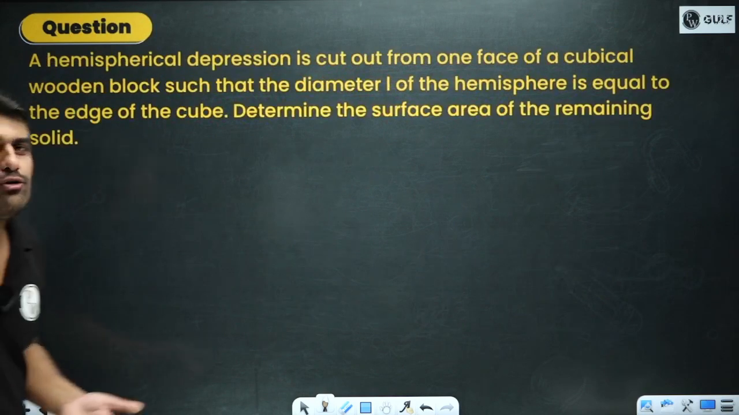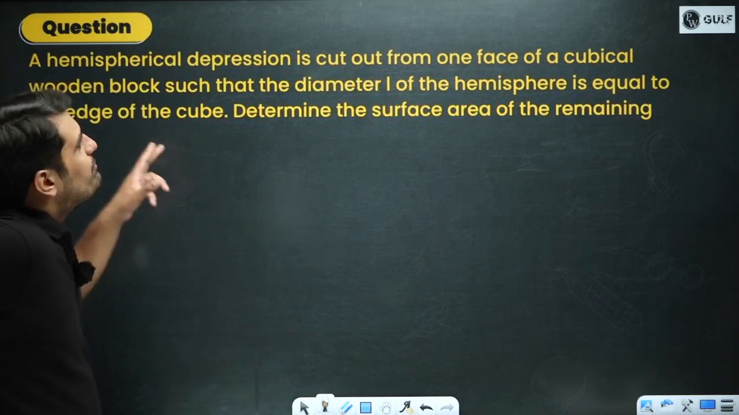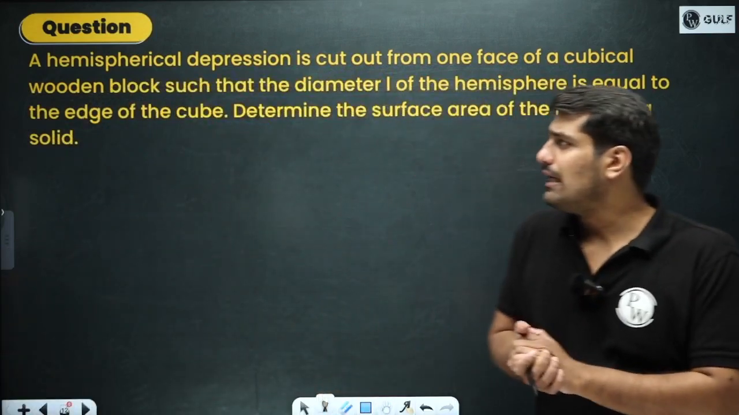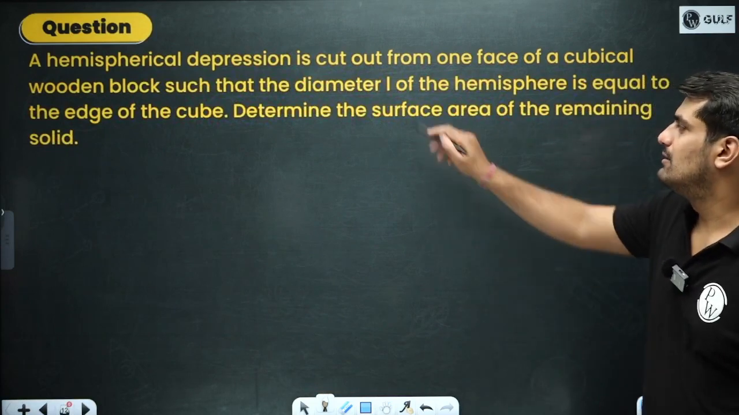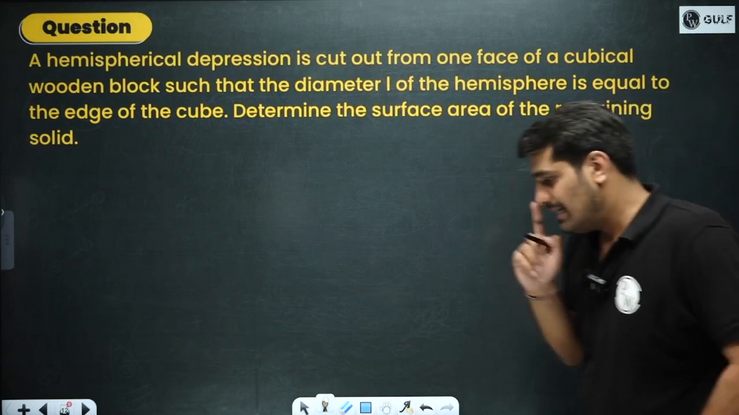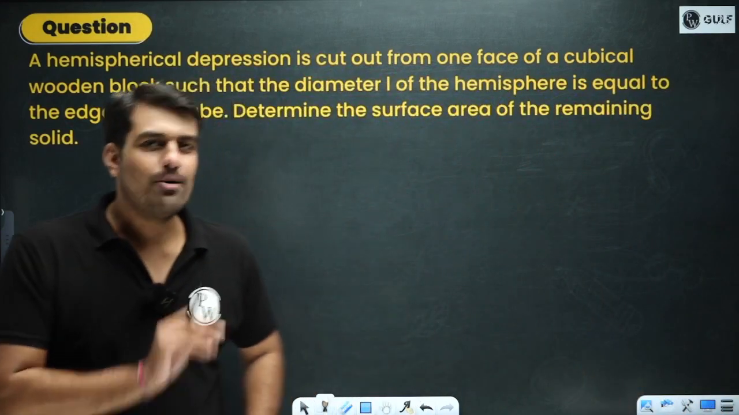Anyhow, you can take a good look by just pausing the video also. So moving on to the next problem over here. A hemispherical depression is cut from one face of the cubical wooden block such that the diameter l of the hemisphere is equal to the edge of the cube. This question, if you read carefully, if you comprehend well, this is what I told you. You can learn English comprehension from here.